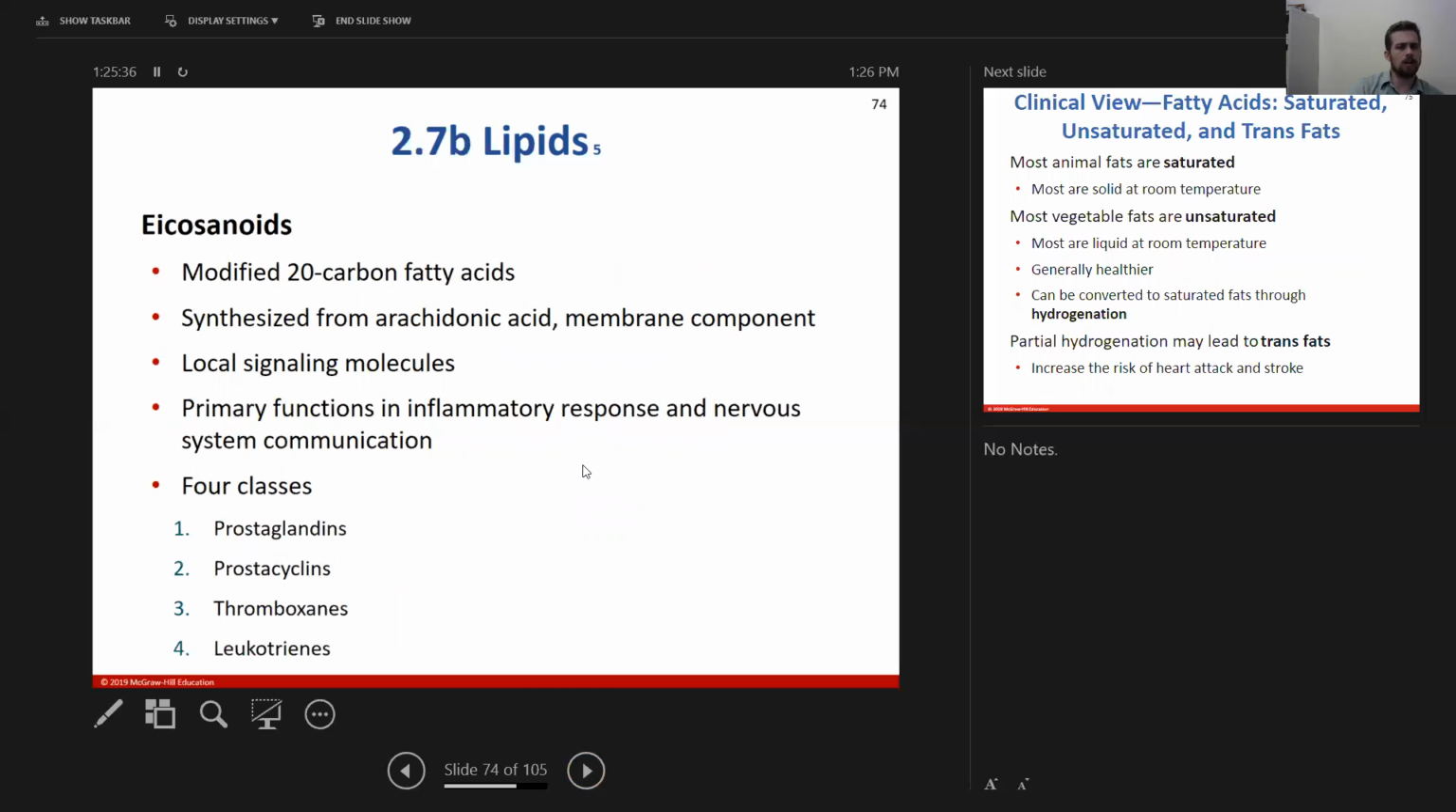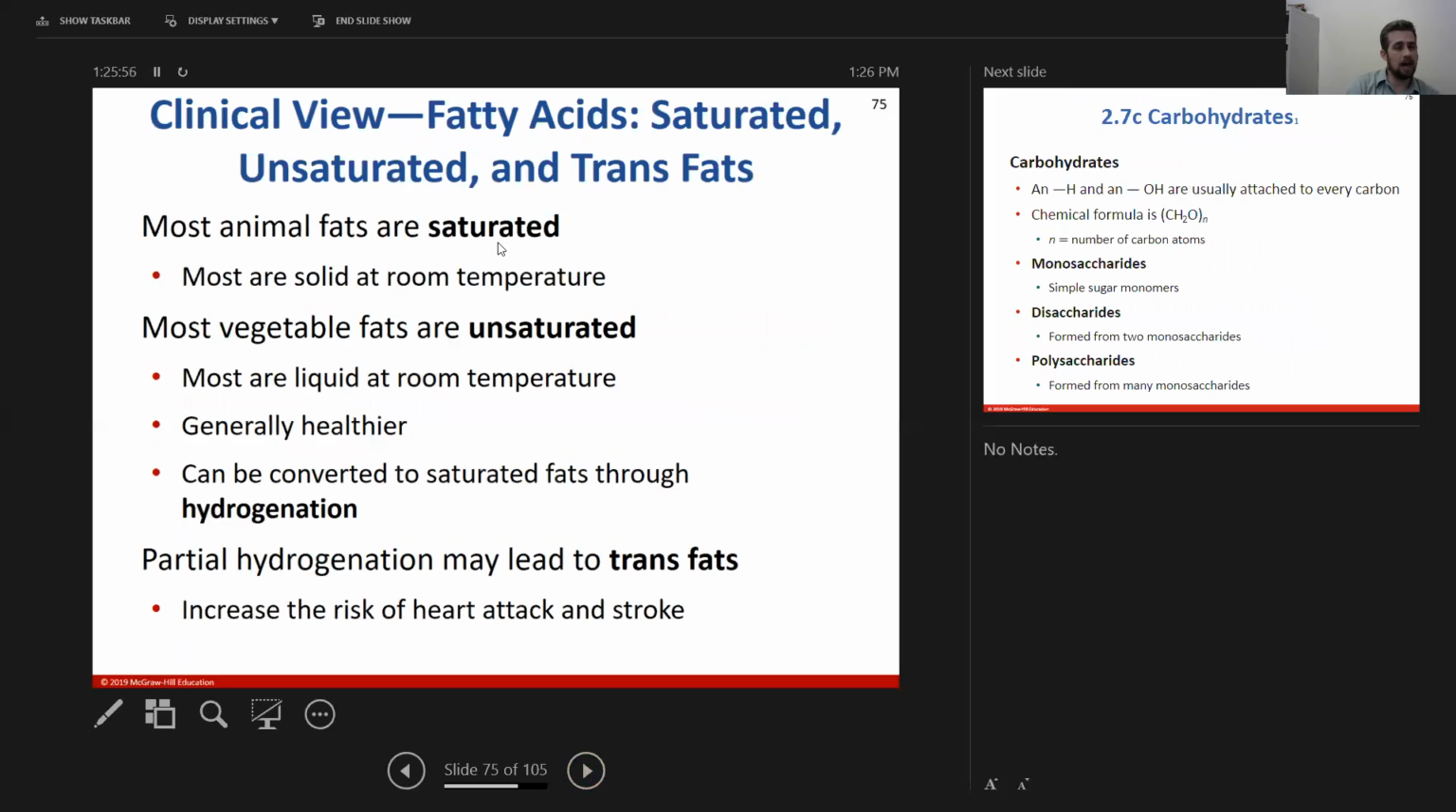And then these eicosanoids, I don't know what they are. It's a modified 20-carbon fatty acid. The only ones that you guys might even recognize are going to be prostaglandins and prostacyclins. We don't really talk about these in a whole lot of detail. So, animal fats are saturated, vegetable fats are unsaturated, and we can see the partial hydrogenation of unsaturated fat, and that leads to trans fats, of course, which we think increase the risk of heart attack and stroke. So that's like Crisco, vegetable shortening.